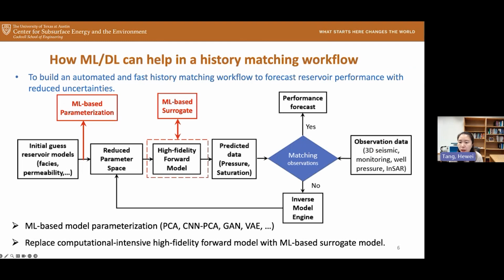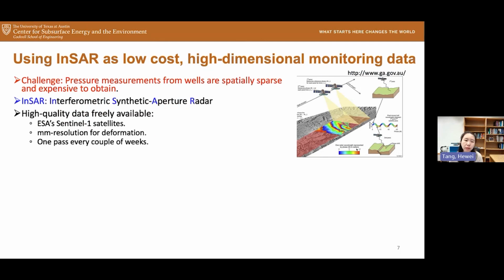Here, I want to go back to my observation data. In terms of observation data, traditionally in the petroleum field, we usually use the bottom hole pressure, or injection or production rate, as our observation data for history matching. However, for carbon storage applications, we usually do not have that many wells being drilled due to high drilling cost, and the pressure obtained from these injection or monitoring wells is usually sparse and cannot be a sufficient constraint of the reservoir.